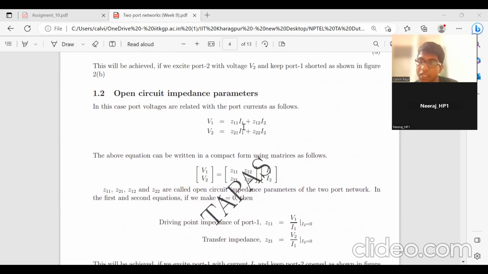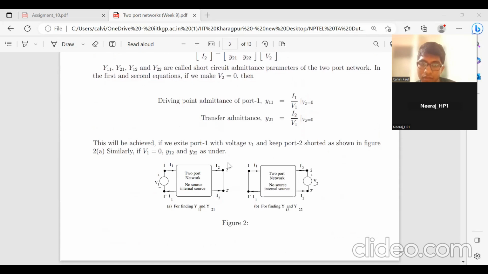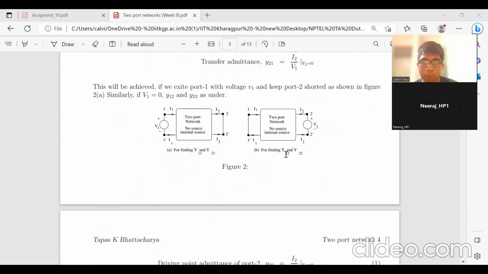If you observe, these parameters have the dimension of impedance. So what is the SI unit of impedance? It will be ohm. Yes, you're correct. Similarly, for the Y parameters, we were shorting either port 2 or port 1, and because we were shorting it, we were able to find the admittance parameters.